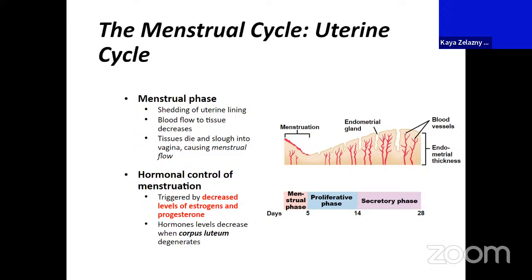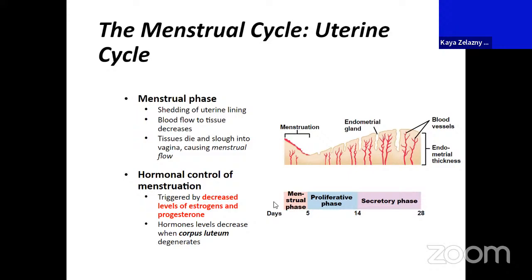Menstruation is triggered by hormones, okay? So this is under hormonal control. This doesn't happen just at random. This doesn't happen because the moon said so. It happens because we have a decreased level of estrogen and progesterone as we are entering the menstrual phase.